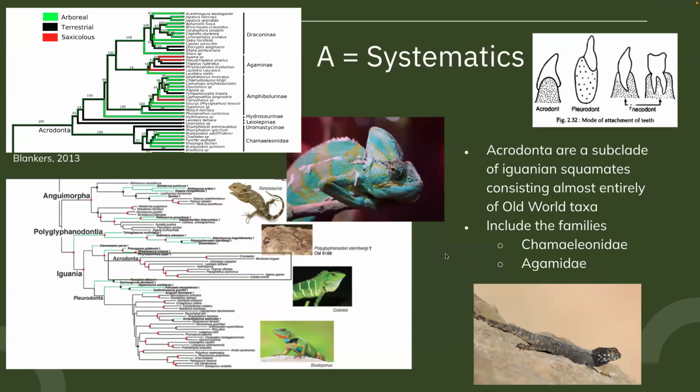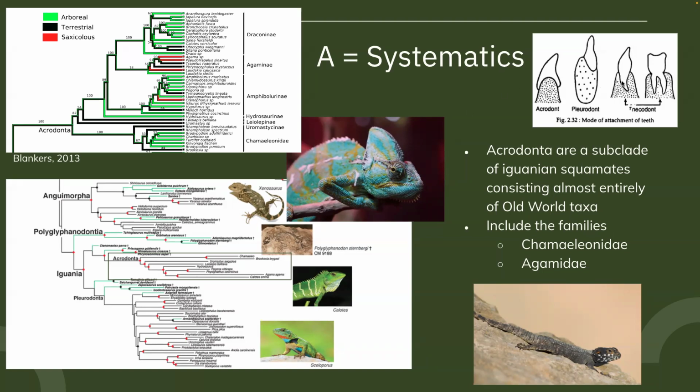Starting off with systematics, the Acrodonta are a subclade of iguanid squamates consisting almost entirely of Old World taxa, including the two families I just mentioned, Chameleonidae and Agamidae. This phylogeny over here highlights where they are in reference to everything else and their sister taxa. And up here we have a more spread out version of it, more species-wise, but we're going to be focusing more on the Chameleonidae and Agamidae.